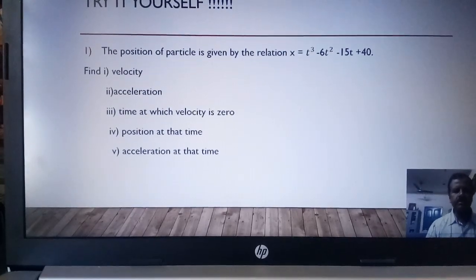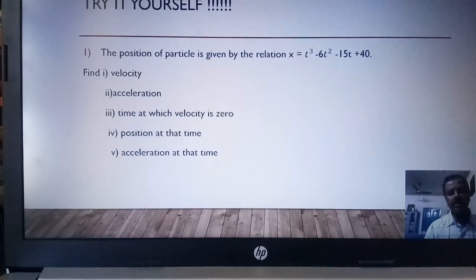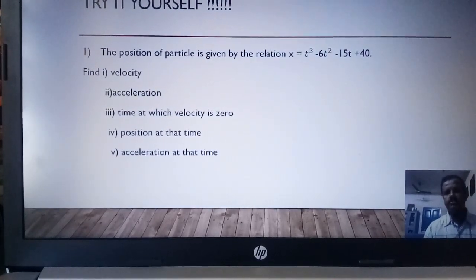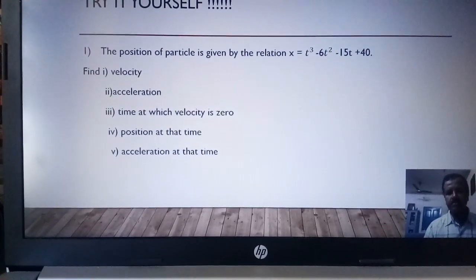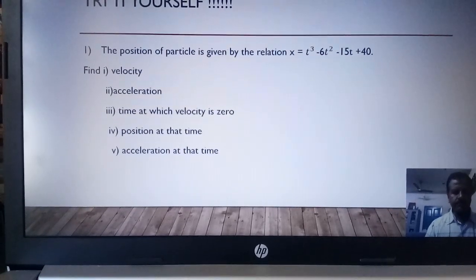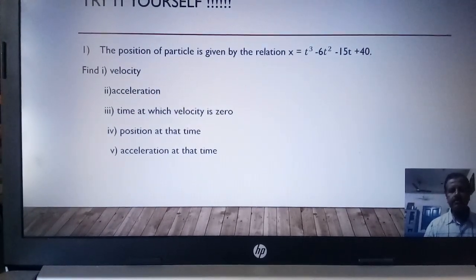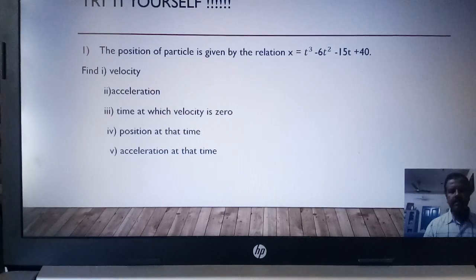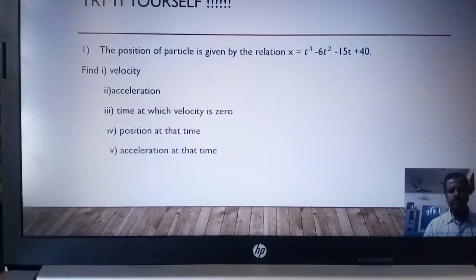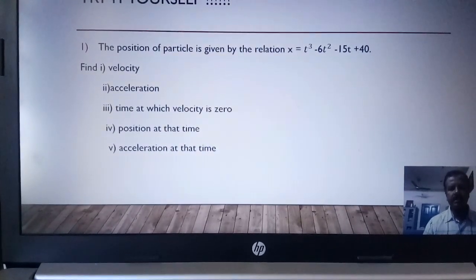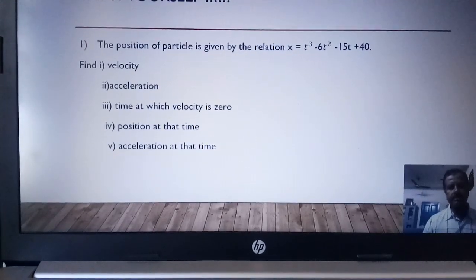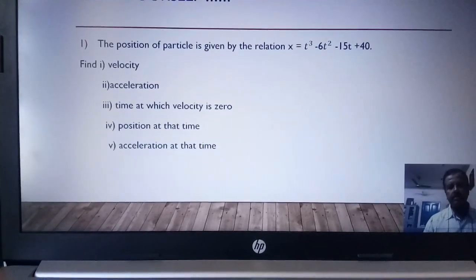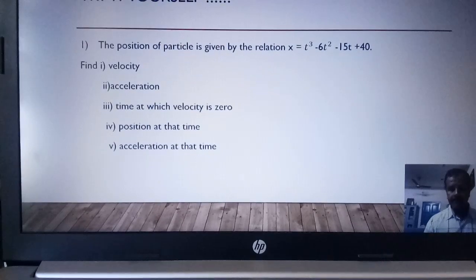Once you get this time t equal to 5 seconds, what is the position at that time? You can just substitute time t equal to 5 seconds in the above equation, and you will get the position. Then acceleration at that time t: you already got the acceleration equation in the second calculation. If you substitute t equal to 5 seconds in that equation of acceleration, you will get the value of acceleration at that time.